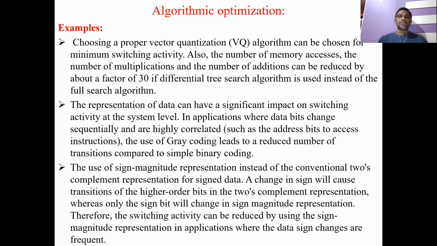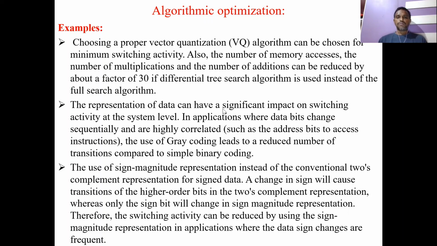Next is digital data representation. If you compare binary representation and gray code representation, which one has less switching activity or fewer transitions? The gray code has fewer transitions as compared with binary codes. That's why it is important to represent our data with gray code. At the same time we can also have signed number representation. We will see them one by one.